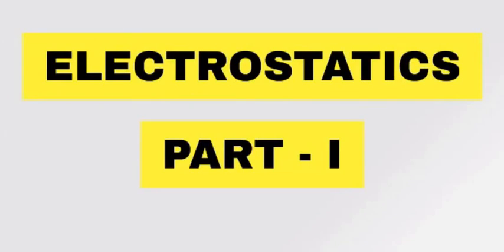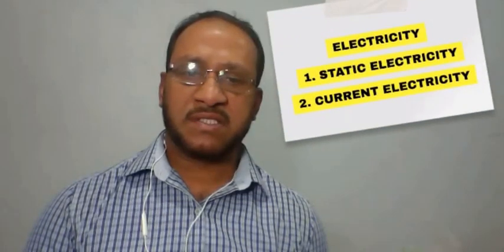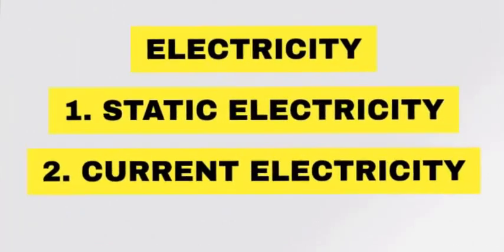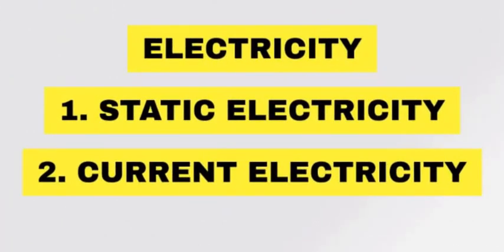Actually, electrostatics is a branch of electricity. Electricity has two branches: the first one is static electricity and the second one is current electricity. Static electricity deals with the stationary charges, so that is coming in our lesson electrostatics. The current electricity deals with the charges which are flowing.